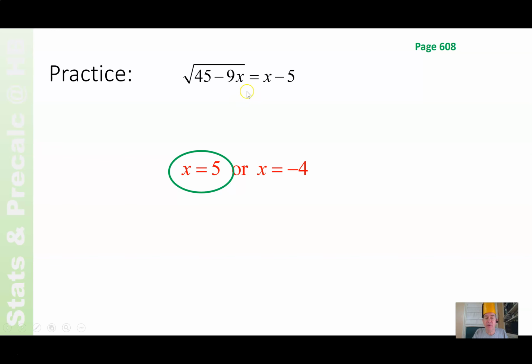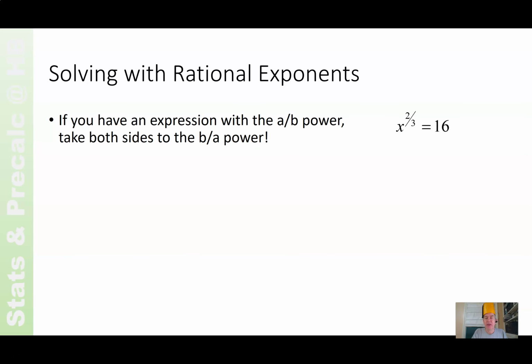So that's good. If I plug in negative 4, I've got 45 minus 9x. So minus 9 times minus 4 is plus 36. I've got the square root of 81. And on this side, I've got negative 9. The square root of 81 is not negative 9. It's positive 9. An extraneous solution. So the solution here is x equals 5 only.